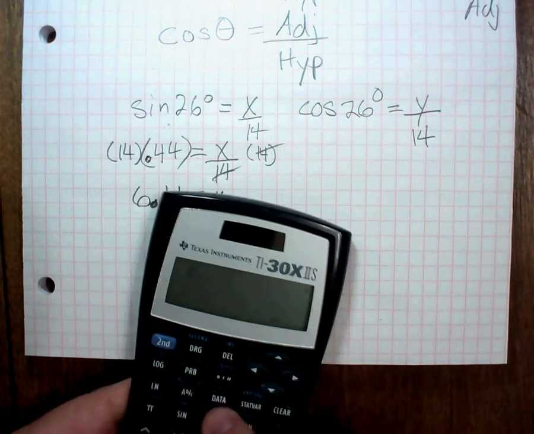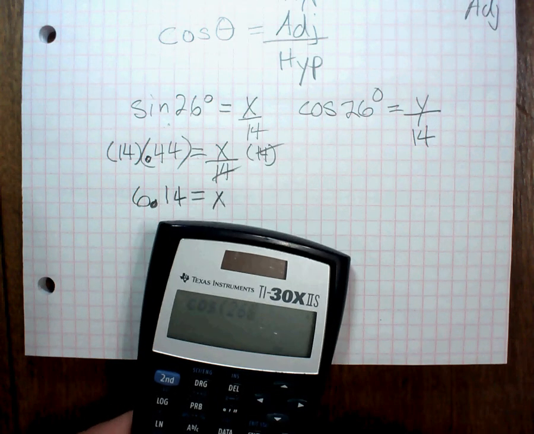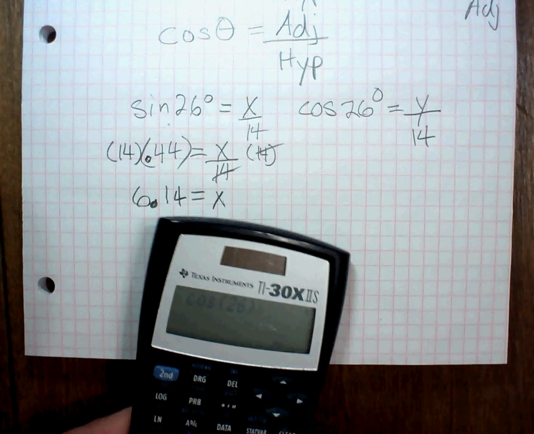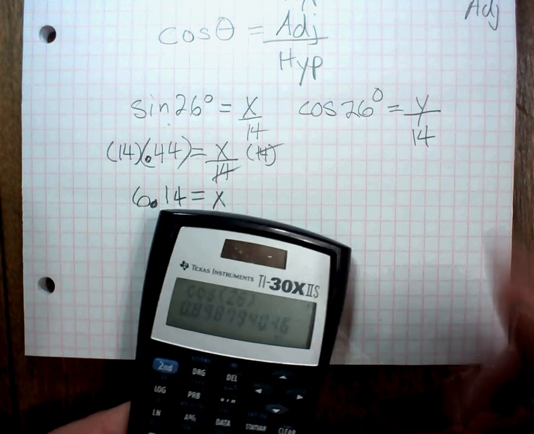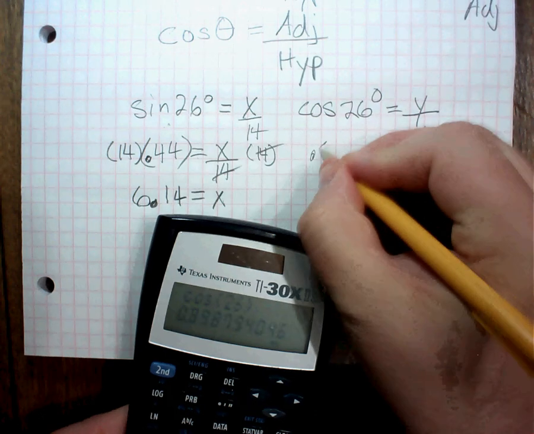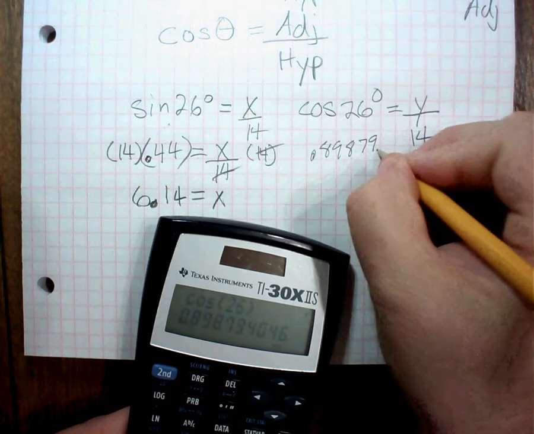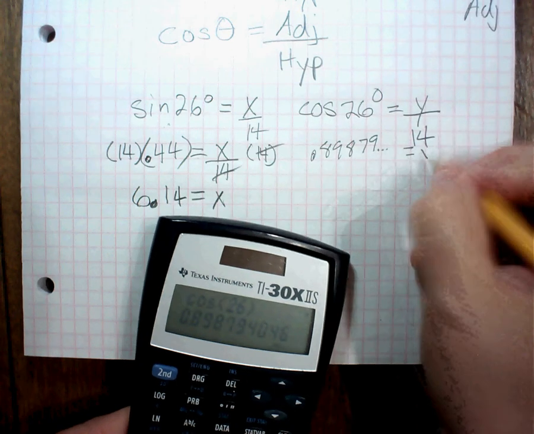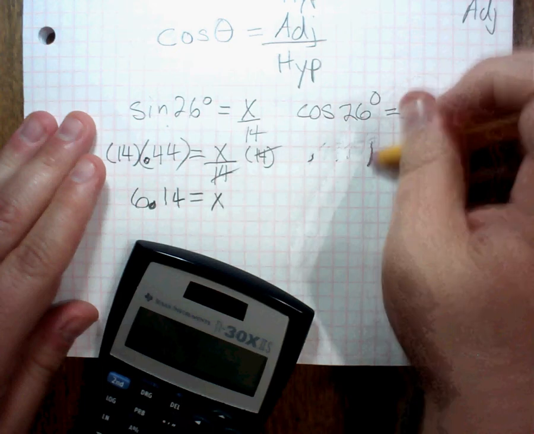Okay. Now to do the same thing over here, I'm going to hit clear, and I'm going to say cosine of 26 and that gives me 0.89 stuff, 0.89879 dot dot dot is equal to, well, let me write that down a little nicer and neater.